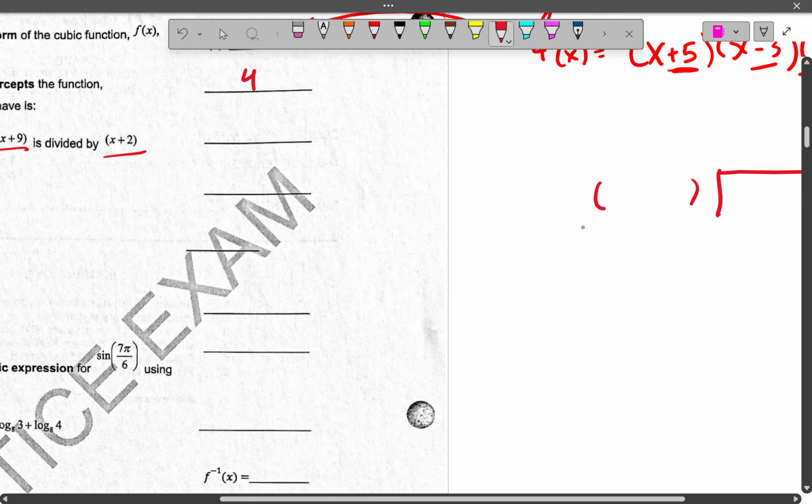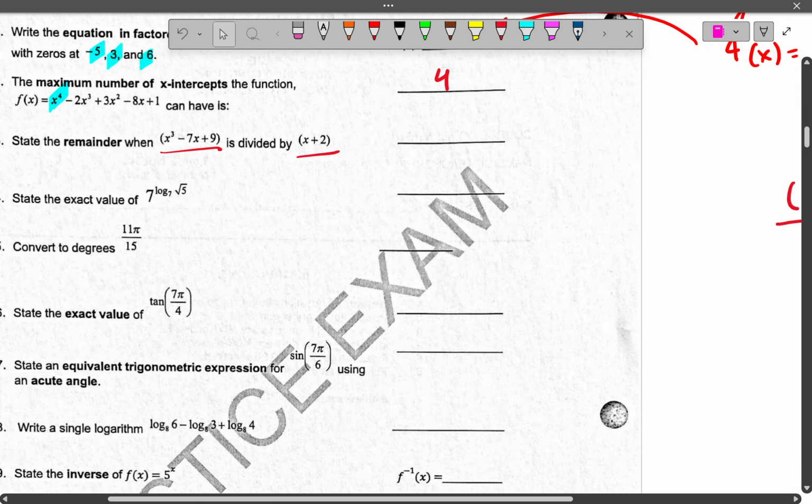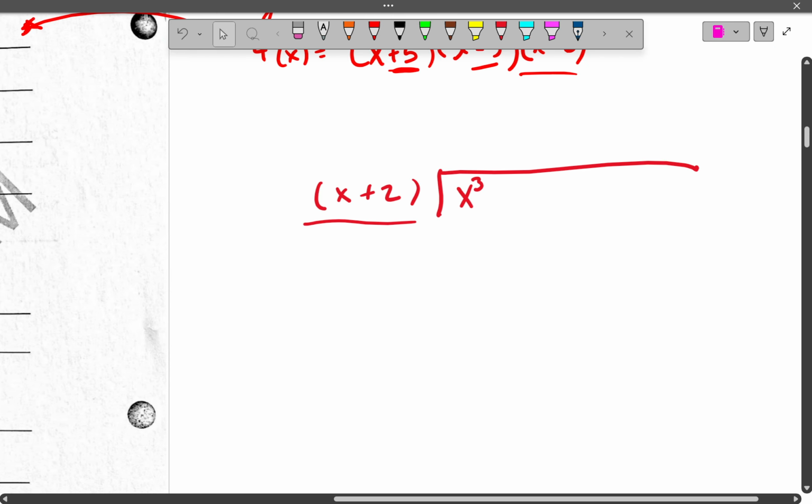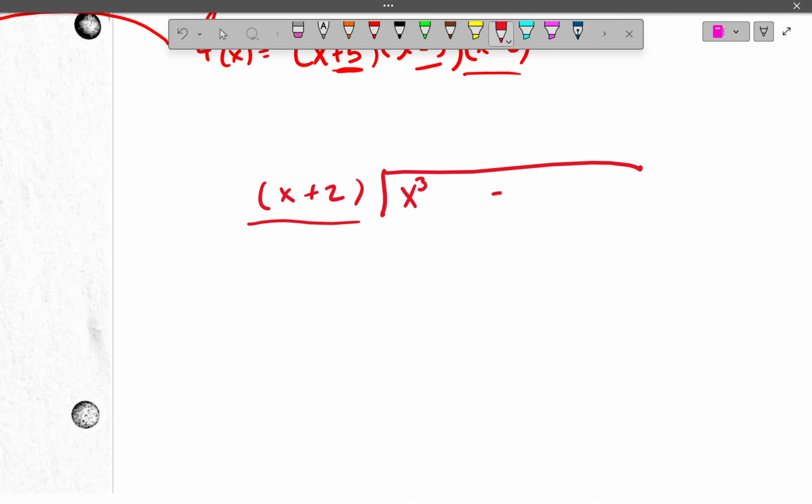Whatever we're dividing by goes on the outside here, so this is going to be the x plus 2. And then the polynomial that we're dividing is x cubed minus 7x plus 9. It's very important that we write this in order of your highest degree to your lowest degree, going from cubic to a constant here. And we're going to intentionally leave a space here for 0 x squared. So I have going from x cubed to x squared to x, and then my constant.